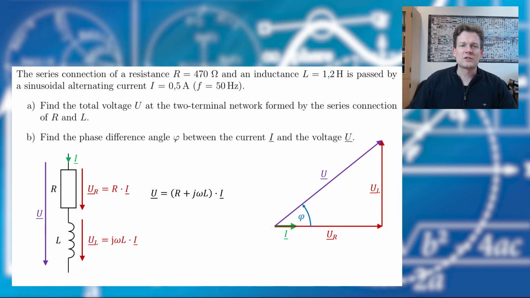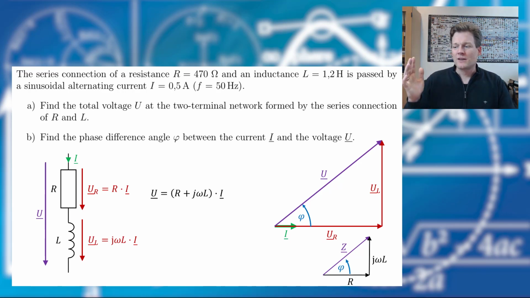And let's draw a phasor diagram for the impedance. So the resistance is a real part, the inductance is the imaginary part, and therefore this here is our impedance. And we can find the same phase angle here.